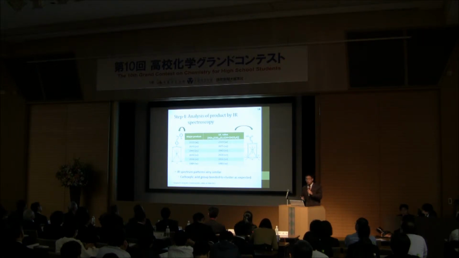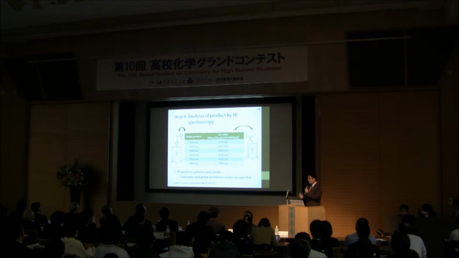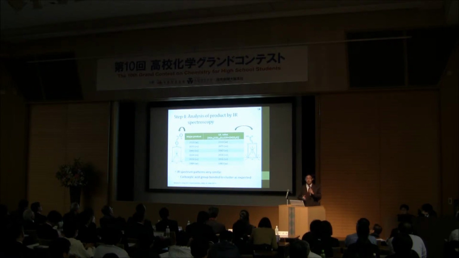are the literature values of another compound, which is also a carboxylic acid group bonded to an osmium carbonyl cluster. Now, if you compare the wave numbers and strengths, we realize that they are very similar. Thus, from this IR spectrum, we can conclude that the carboxylic acid group has been bonded to the cluster as we have expected.